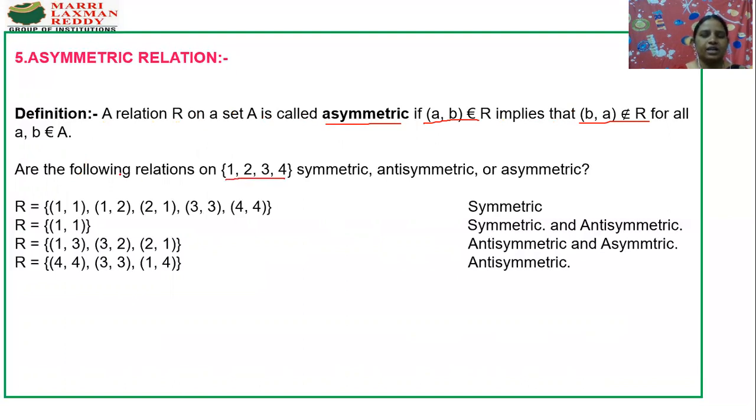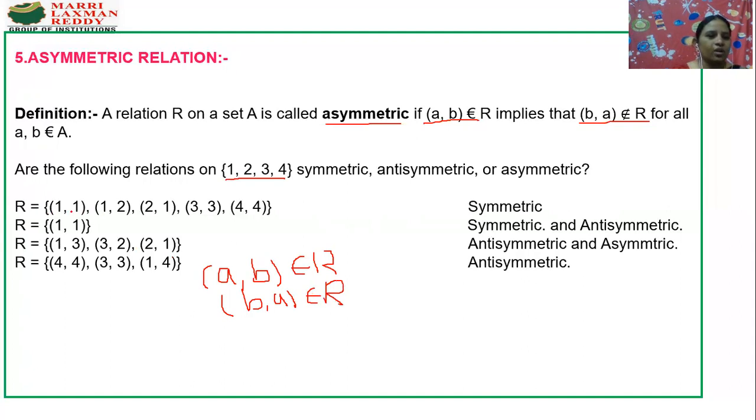Let's look at examples with set A consisting of 1, 2, 3, 4. Which one is symmetric? Which one is anti-symmetric? Which one is asymmetric? The first one is (1,1), (1,2), (2,1), (3,3), (4,4). What is symmetric? If (a, b) belongs to R, then not only that, (b, a) also belongs to R. First check this condition: (a, b) belongs to R and (b, a) belongs to R.